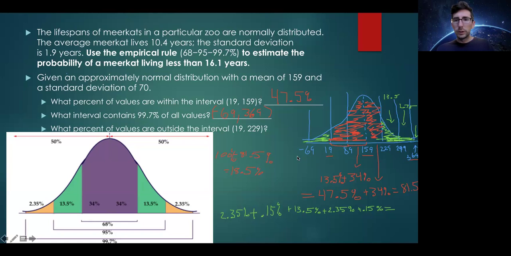So let's add this up and see if we get the same thing. If we add 2.35 plus 0.15 plus 13.5 plus 2.35 plus 0.15, adding all of that up, I get the same exact thing, 18.5%. So all that just to say there's more than one way sometimes to solve these problems. Just depends on how you want to think about it and what seems easiest to you.